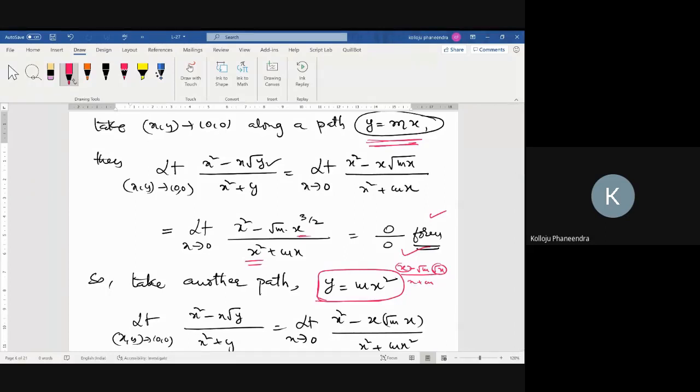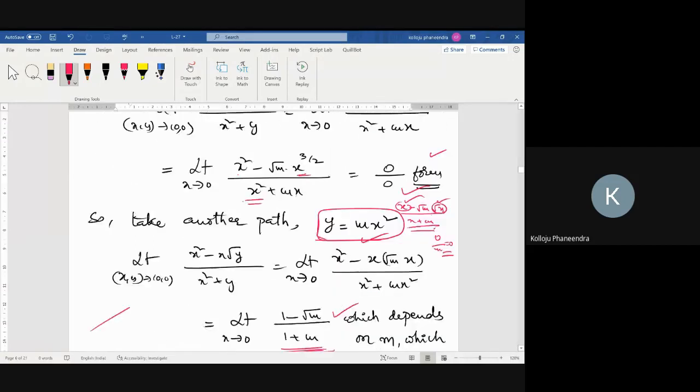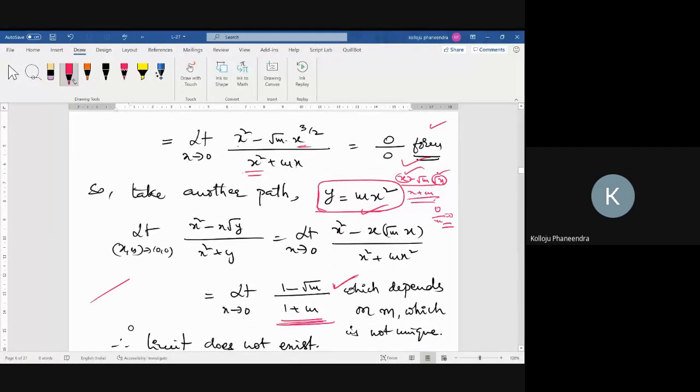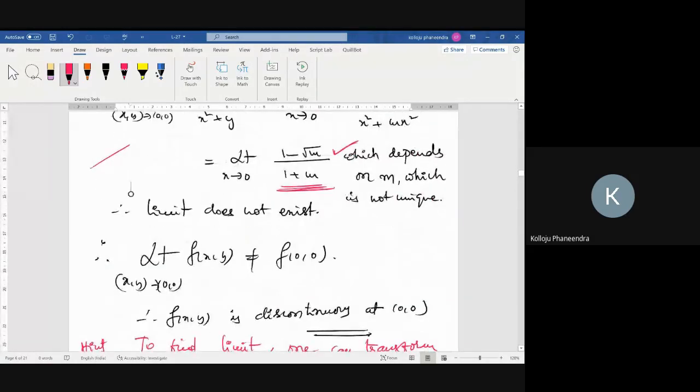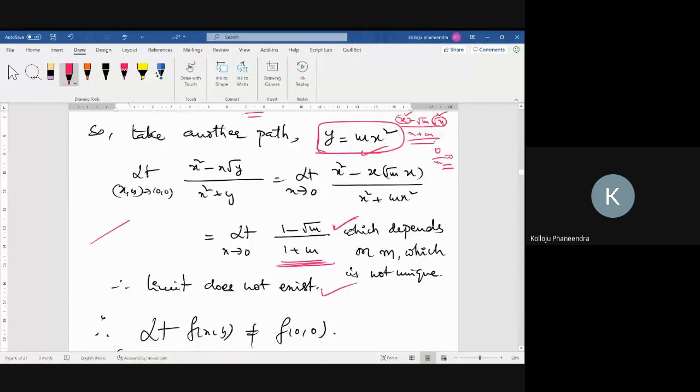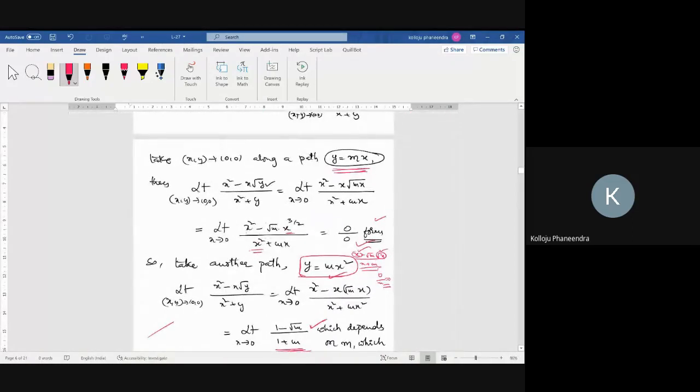x square, x is common. Root x is there. One x gets cancelled. x plus m. If I put x equal to 0, the value is 0. Yes, 0 by m, 0 we are getting here. But if I consider this path, I am getting the limit depends on m. So the limit does not exist. Along any path, the limit must be unique. Solve the remaining problems also by taking another path.